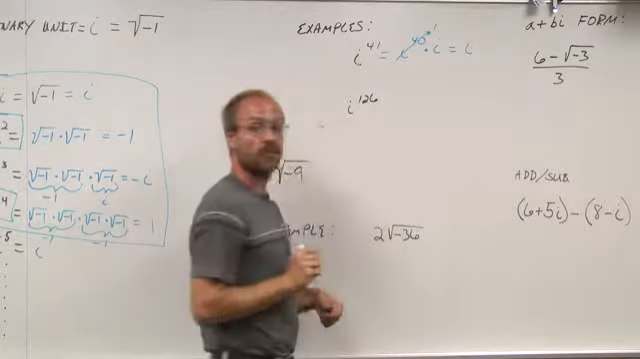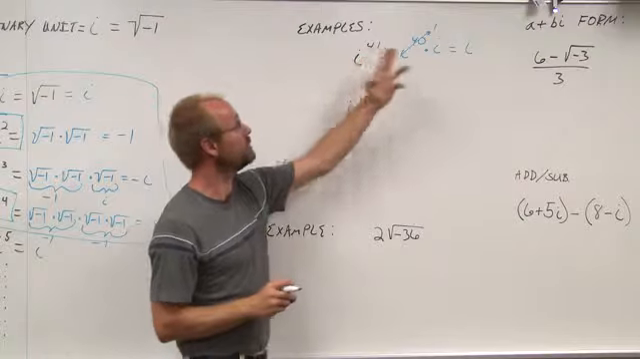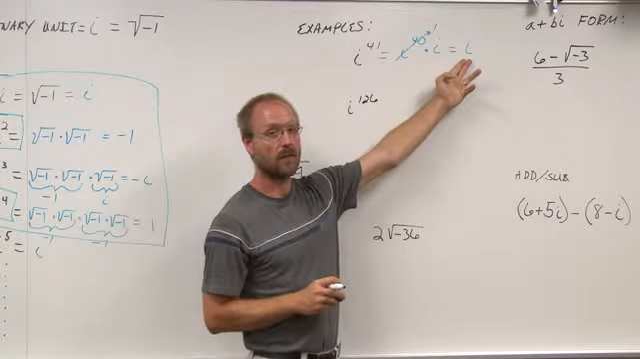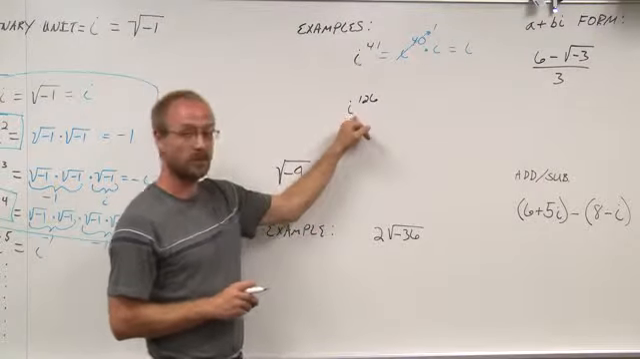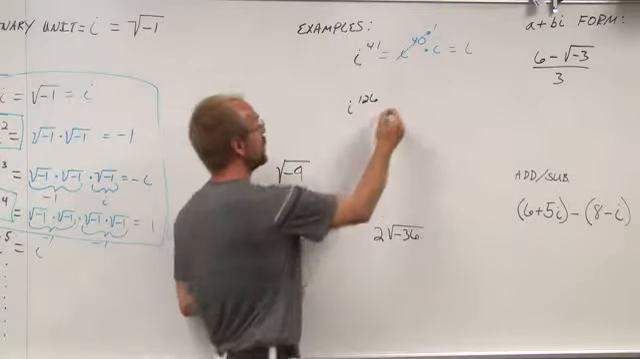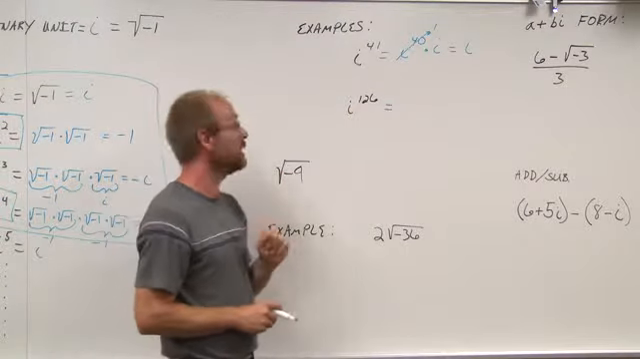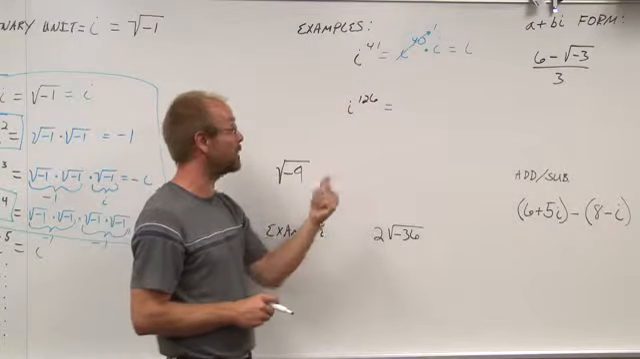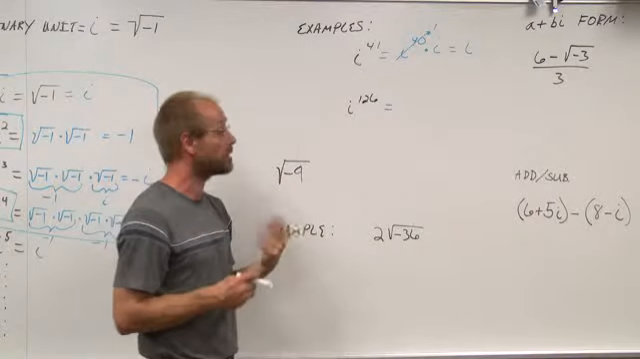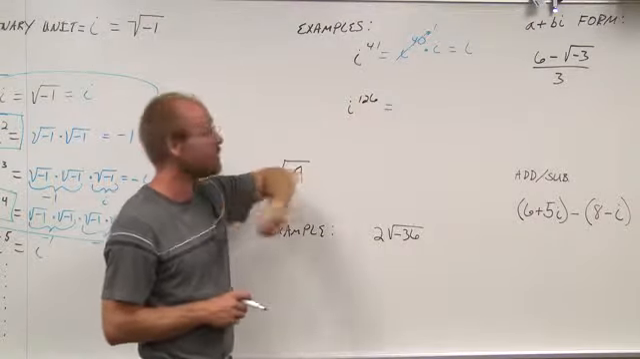Just i. So i to the 41st simplifies to just i. Let's look at another example and use that same power again. Well, let's look at this. This one's already even, so I know immediately that it's either going to be positive 1 or negative 1. That's the nice thing about even powers of i.